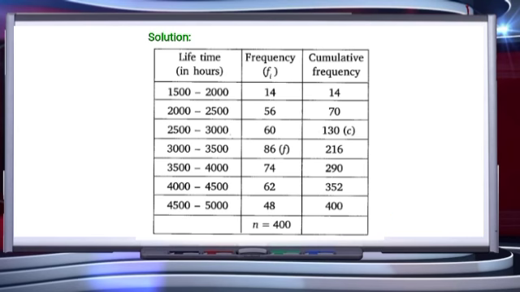So students, our next step is to find the median class. So here when we do n by 2, that is 400 by 2, it comes out to be 200. Now check the column of cumulative frequency, the nearest largest value of CF, that is 216. So that row will become the median class for the data. So here the frequency in the formula will be 86 and the cumulative frequency will be 130. So next is to substitute all these values in the formula.